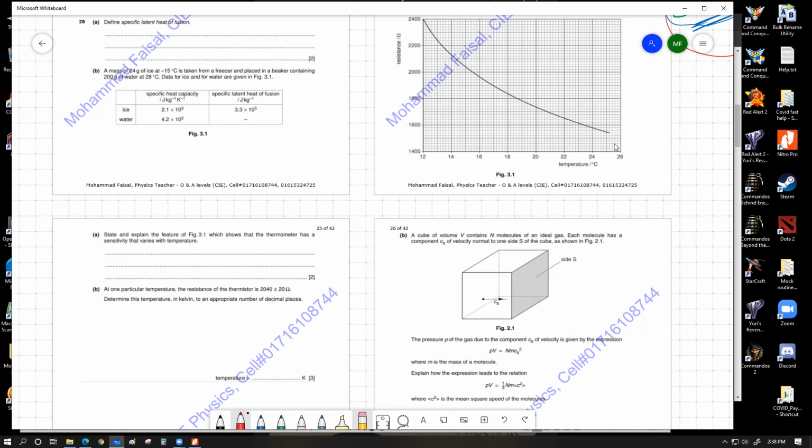We have a graph for the resistance thermometer. We have the resistance versus temperature in degrees Celsius given over here. At one particular temperature, the resistance of the thermistor is 2040 plus or minus 20 ohm. Determine this temperature in Kelvin to an appropriate number of decimal places.